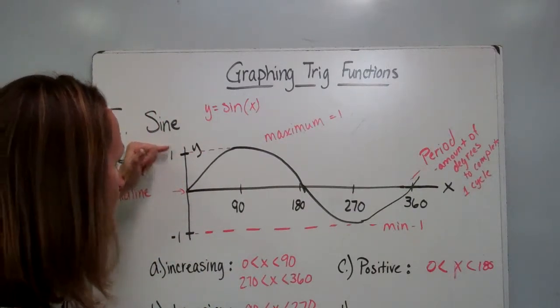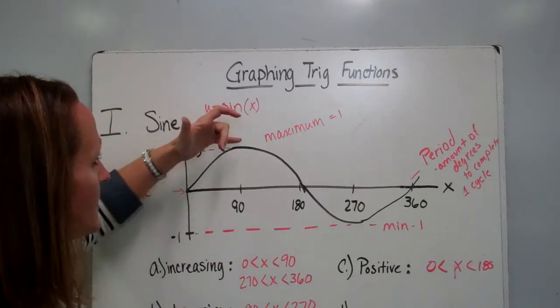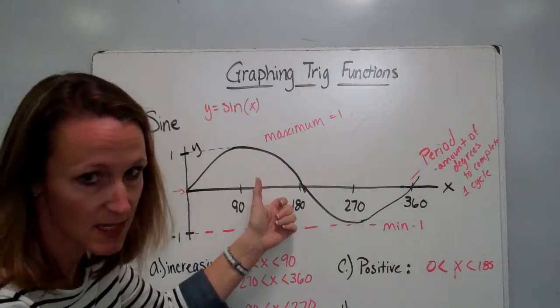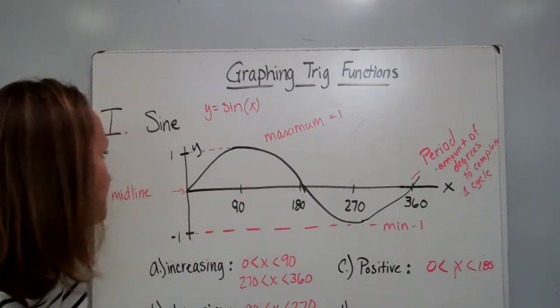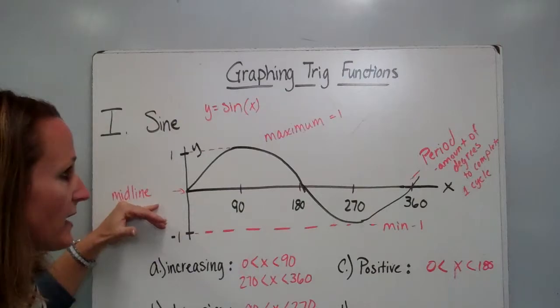Positive 1 is going to be our maximum, negative 1 is going to be our minimum. And notice how it hits a maximum at 90 degrees, and then it comes back down and hits the x-axis at 180, bottoms out at 270, it comes back at 360. Our x-axis going straight through the middle is what we call the midline.